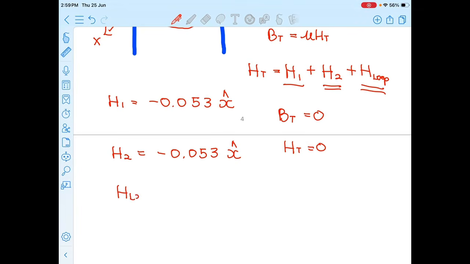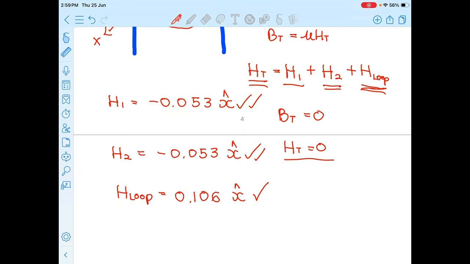In order to make the HT equal to 0, my H loop should be positive, minus these two. It should be 0.053 multiplied by 2, which is positive 0.106, and in the x direction. So when you add the H1 together with the H2 and with the H loop, you will get your HT equal to 0.